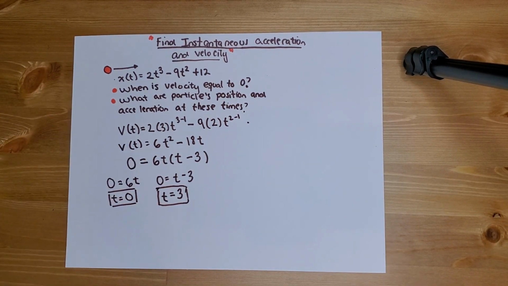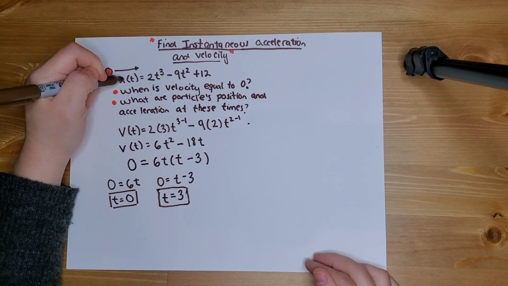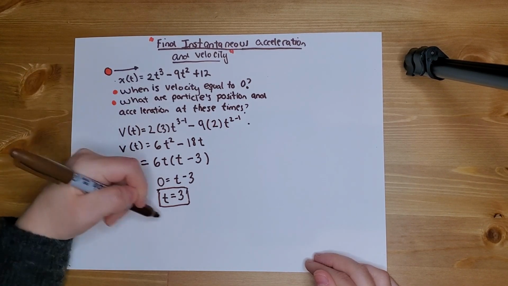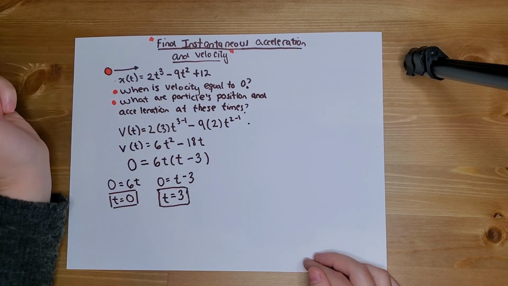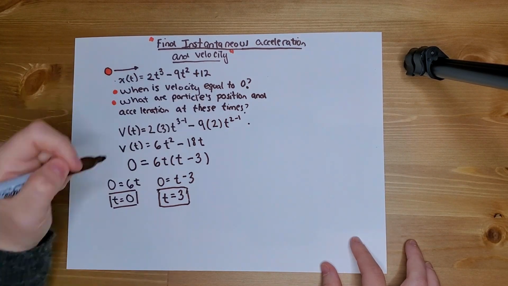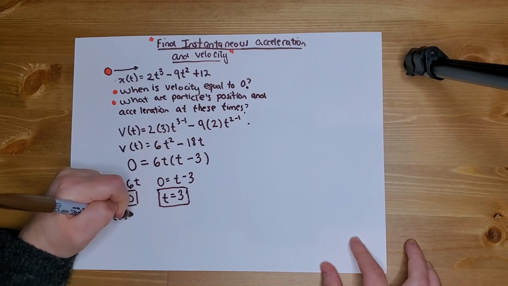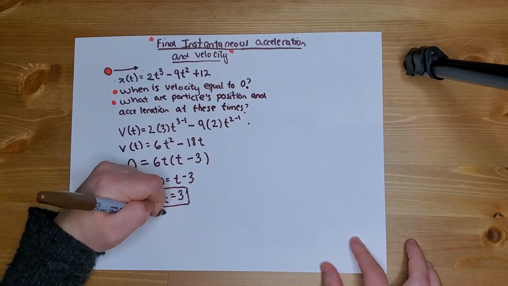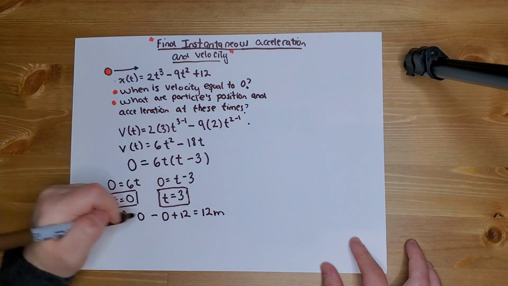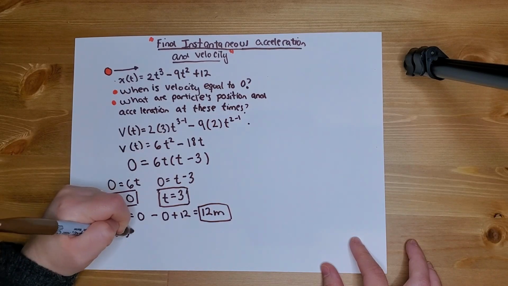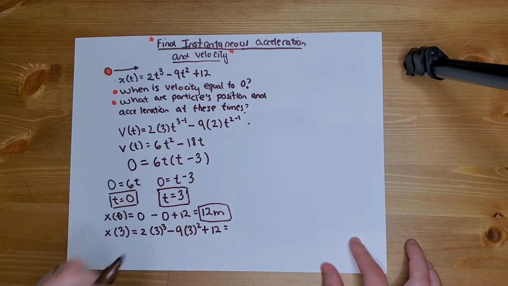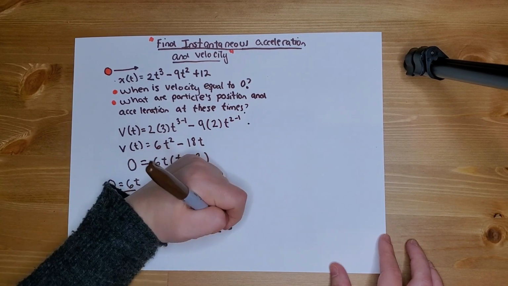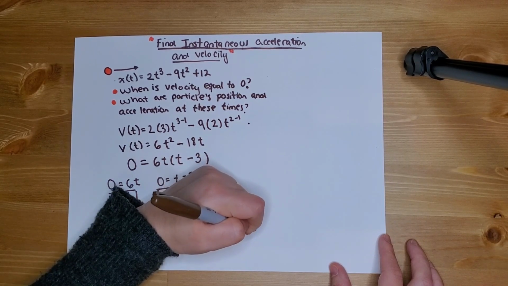Now let's do the second one. For the position, all we have to do is plug these numbers back in here, and then we get our position. So let's do that for now. Then once you calculate this, you're going to get minus 15 meters.